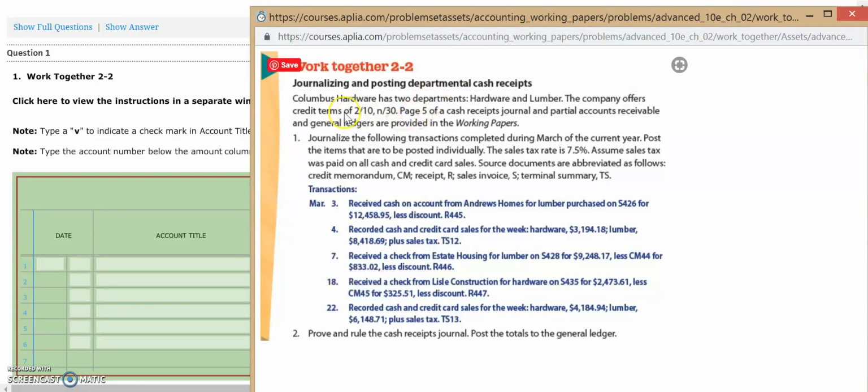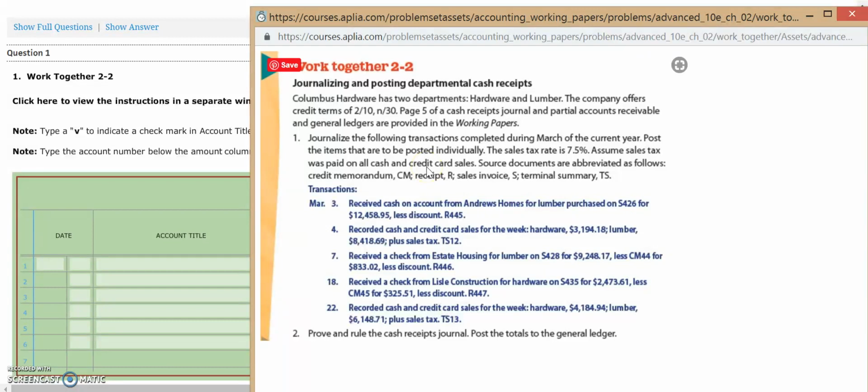It says that Columbus Hardware has two departments, hardware and lumber, and the company offers credit terms of 2/10, n/30. We're going to use page 5 of our cash receipts and a partial accounts receivable and general ledgers. So our first thing is that we're going to journalize the following transactions completed during March of the current year. We're going to post the items that are to be posted individually.